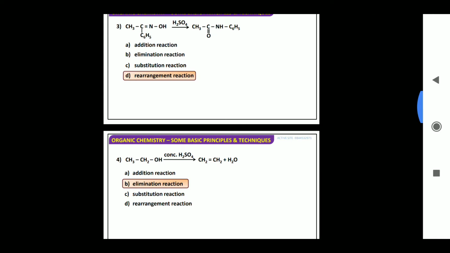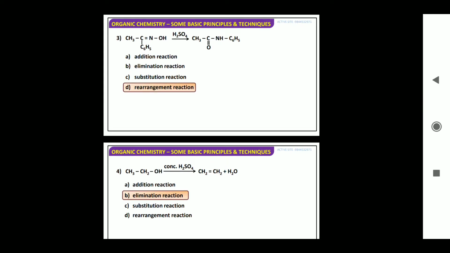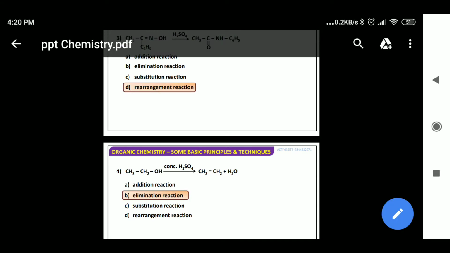Moving on to the next one, what happened when there is a reaction between, you can see here, there is a rearrangement when sulfuric acid reacts with the compound and it results in the formation of amide bond. What happened? Basically from the oxime it converts into amide form. So this kind of reaction is known as rearrangement reaction. Very important, bacho. You guys can take a snapshot also.